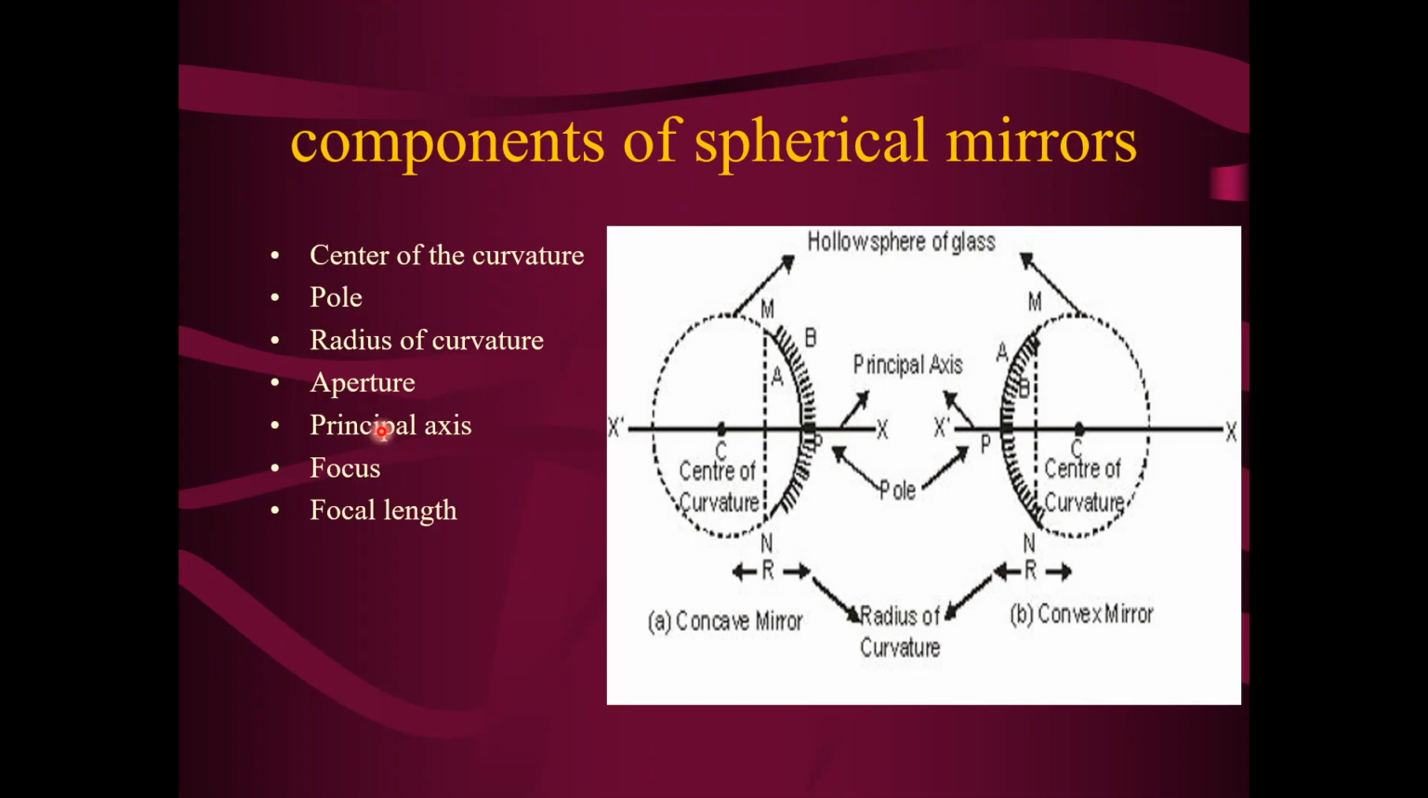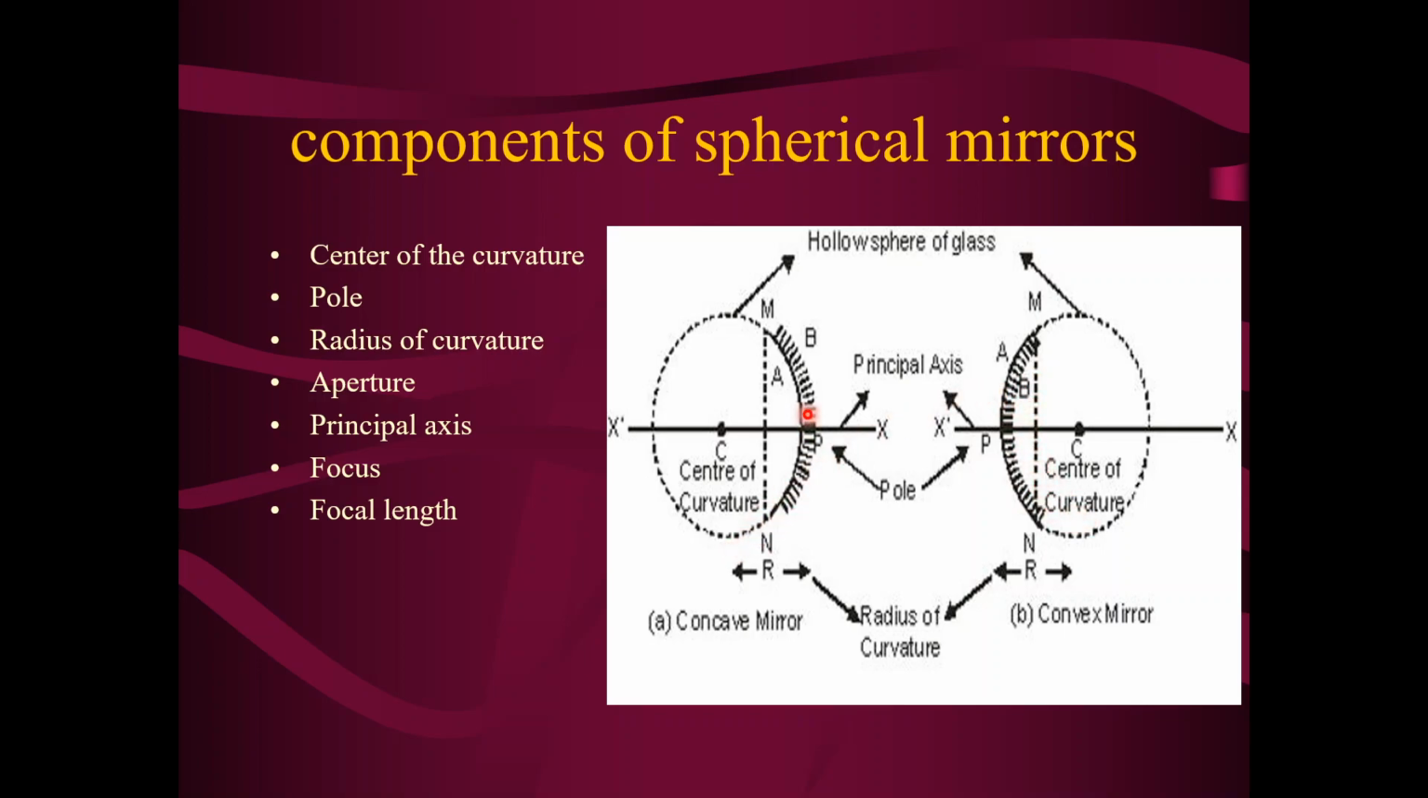Before studying about the image formation by the spherical mirror ray diagram, you must be aware of the following components of the spherical mirror. What are spherical mirrors? They are the part of the hollow glass sphere of which one part is polished. This is the concave mirror where the outer surface, bulged surface is polished. This is the convex mirror where the inner surface, that is the curved surface, is polished.